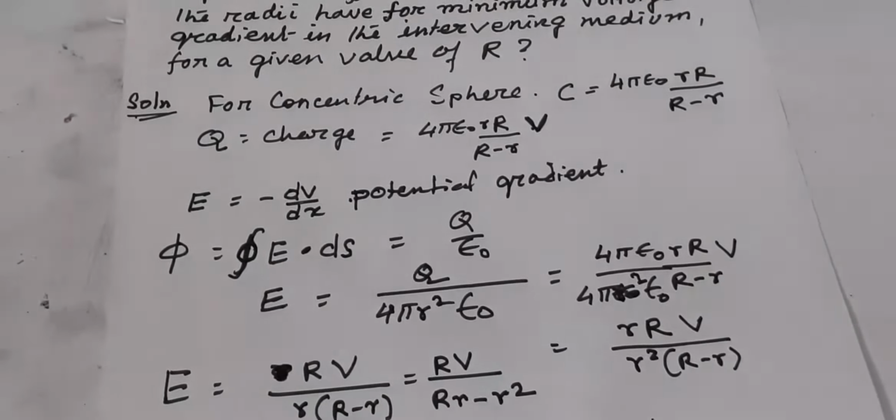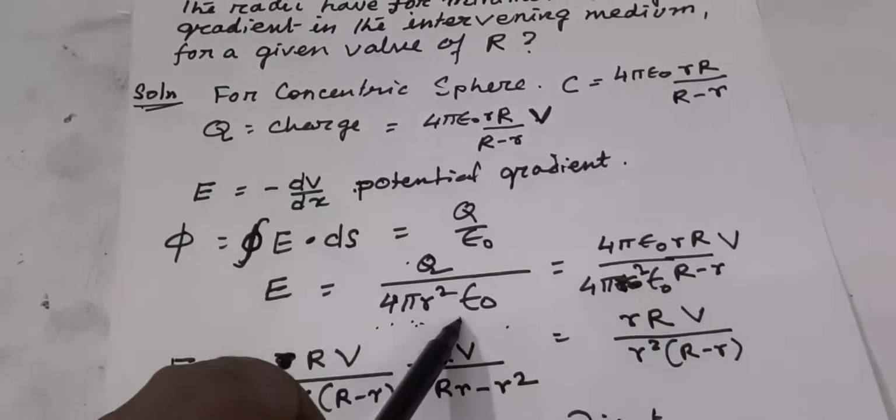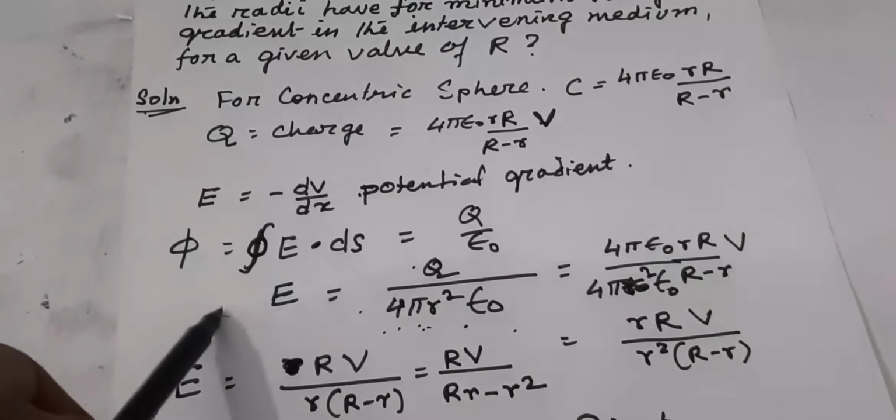E we can find with the help of Gauss law, that is, flux E dot ds closed integral equal to q by epsilon naught. Already we have seen that q for this will be 4 pi epsilon naught smaller bigger divided by bigger minus smaller into V, where V is the potential drop between the two shells. That means charge divided by surface area, 4 pi epsilon naught r square, into epsilon naught. This gives the electric field, known from Gauss law.